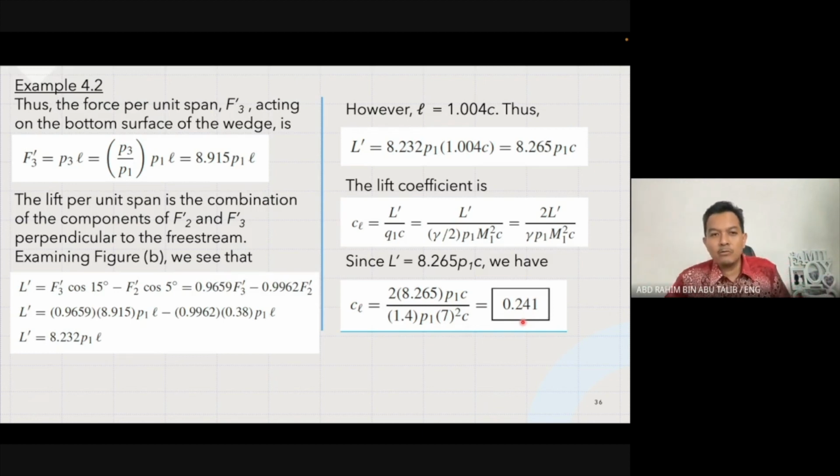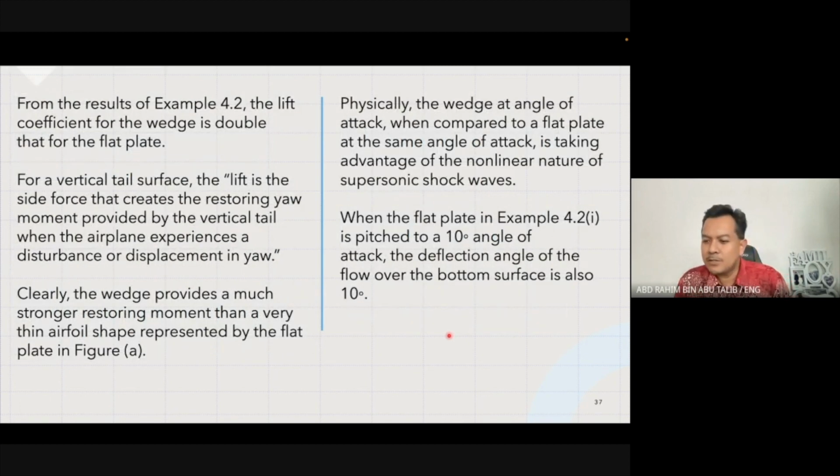So you have to ensure that the steps are taken closely, so that you can track back which values to be used, and try to understand the equations, as well as how we get the final answer over here. CL is 0.241 for the wedge case, compared to the flat plate earlier, we get a lesser value. Right. A little bit of discussion over here.